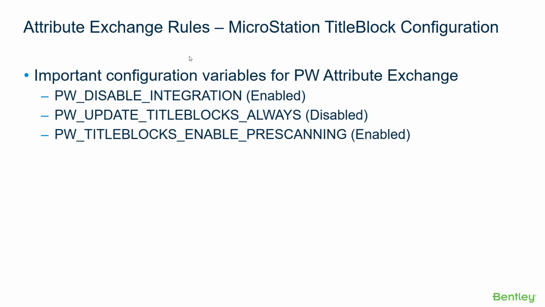PW_titleBlocks_enable_prescanning variable instructs the title block module to check if the reference files has any title block before attempting to fetch the attribute values from ProjectWise. Leave this option on if there are a large number of reference files, but only a few have title blocks. Disable if all or most of the reference files have title blocks in them.